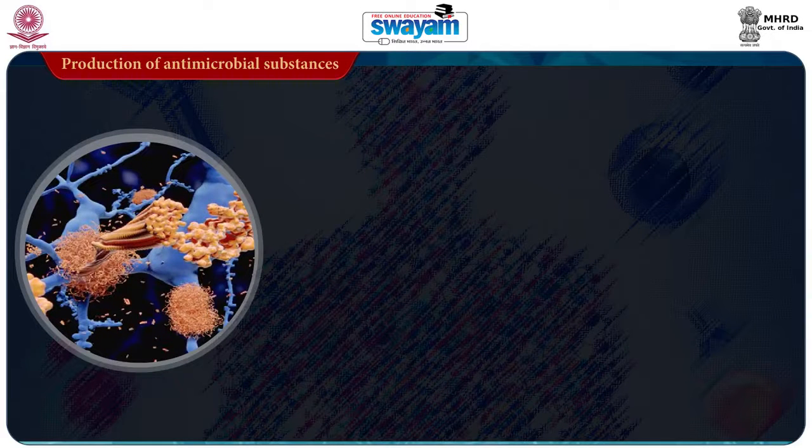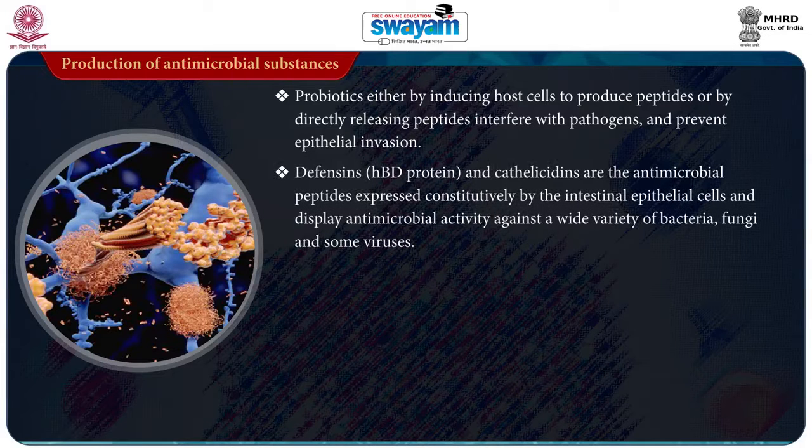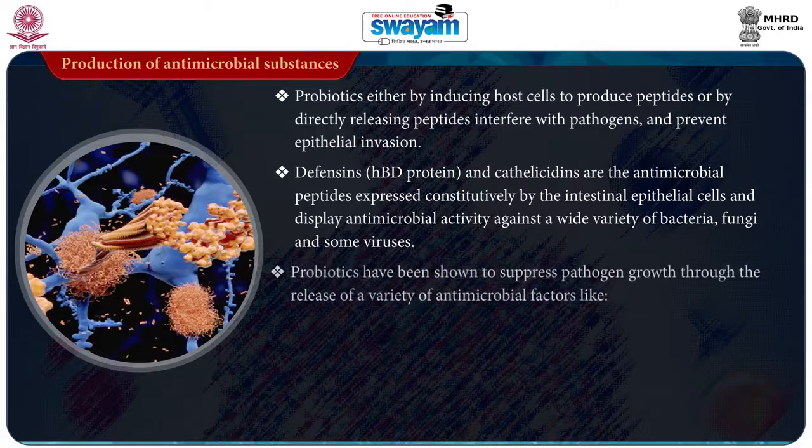The second mechanism of action is production of antimicrobial substances. Probiotics, either by inducing host cells to produce peptides or by directly releasing peptides, interfere with pathogens and prevent epithelial invasion. Antimicrobial substances like defensins are the antimicrobial peptides expressed constitutively by intestinal epithelial cells and display antimicrobial activity against a variety of bacteria, fungi and some of the viruses.